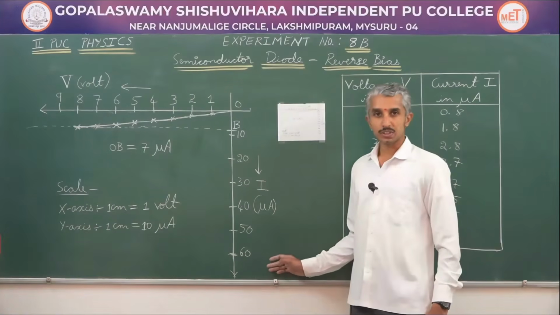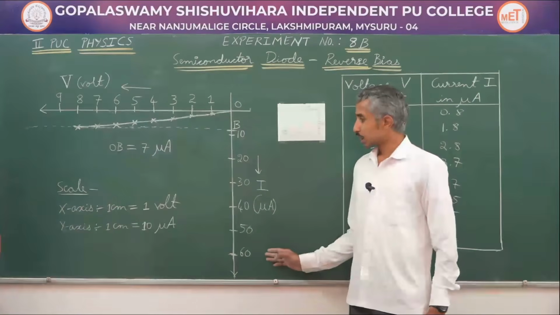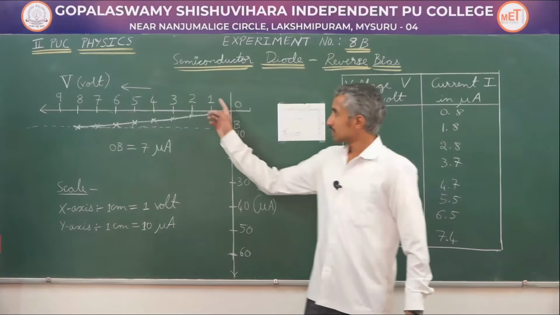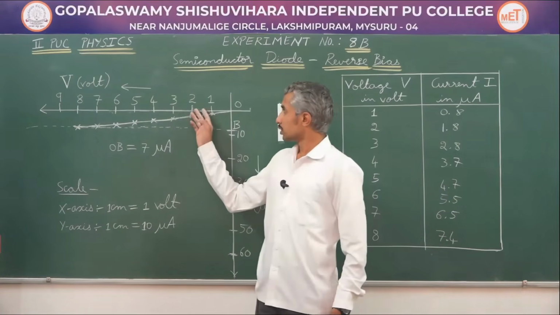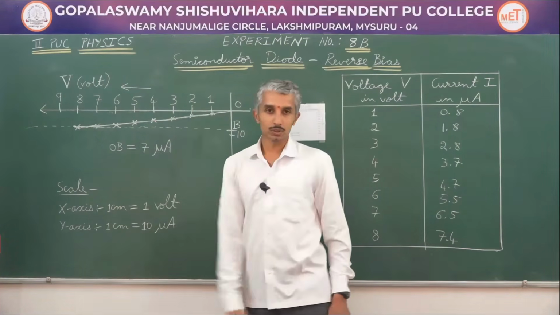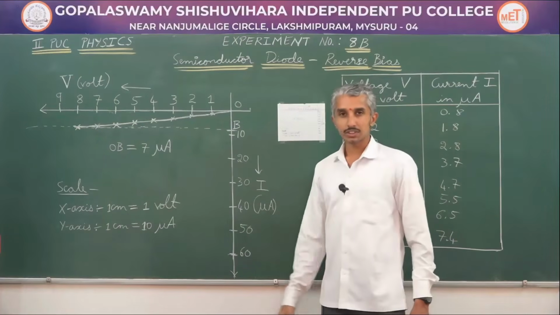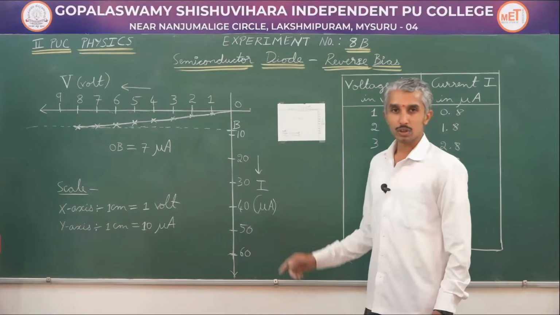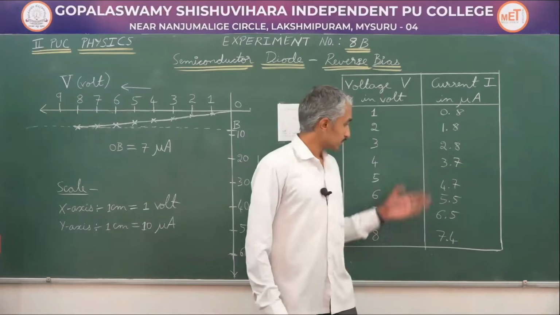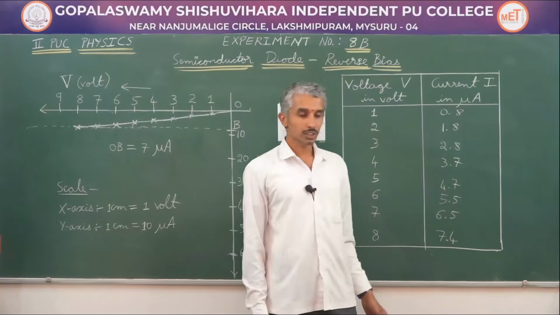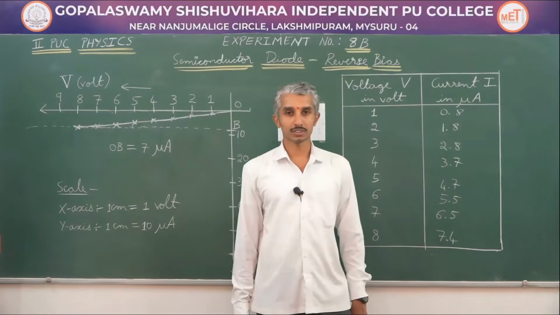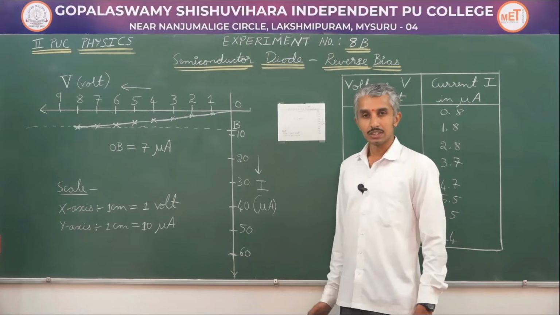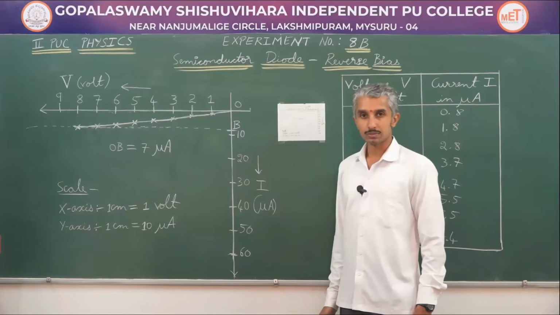Here we have the graph for the diode in reverse bias. This helps us to understand the functioning of the diode in reverse bias. As we increase the voltage from 1 volt to 2, 3, 4 all the way till 8 volts, the current also increased, but the increase is very small. The current that we have taken here is in microamperes. So you see here, the change in current is very small, and that too it is in microamperes. So in reverse bias, a diode offers a very high resistance. It acts almost as an insulator.